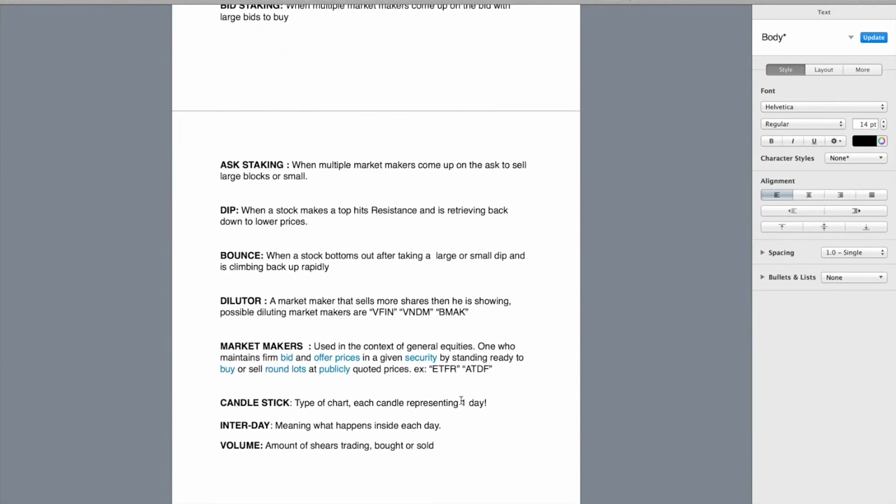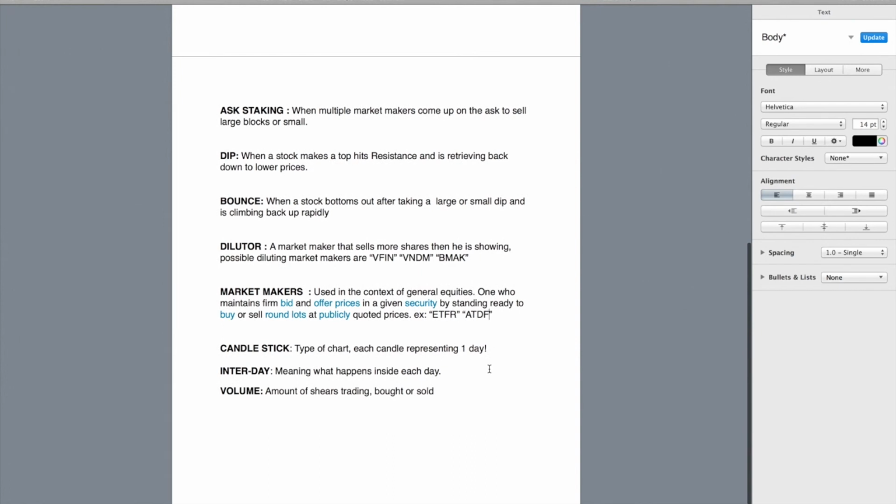Market makers are basically institutions or firms that have their own market maker. Most common ones is ETRF, which is E-Trade, ATDF, which is TD Ameritrade, and so feel free to pause that if you need to write that down.